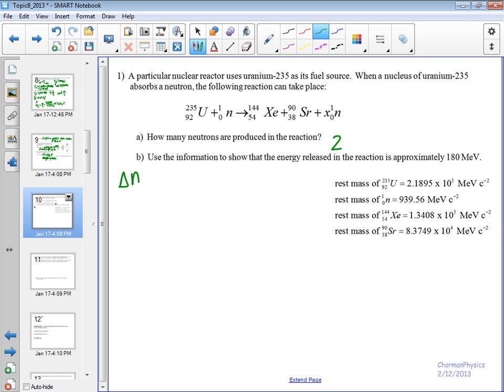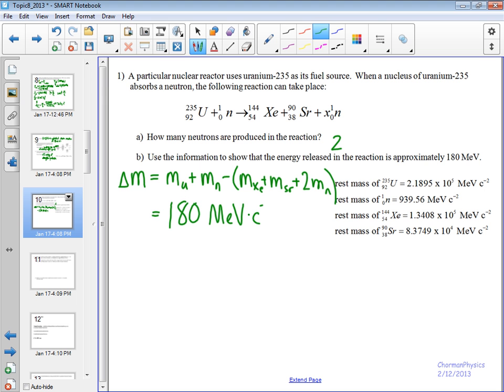If you just find the mass defect for this, it's just going to be the mass of the reactants minus the mass of the products. So we'll have the mass of the uranium plus the mass of the single neutron, minus the mass of the xenon plus the mass of the strontium, here Sr, and the mass of the two neutrons. We can solve for this, and using these masses over here, what we end up with is 180 mega electron volts per c squared.